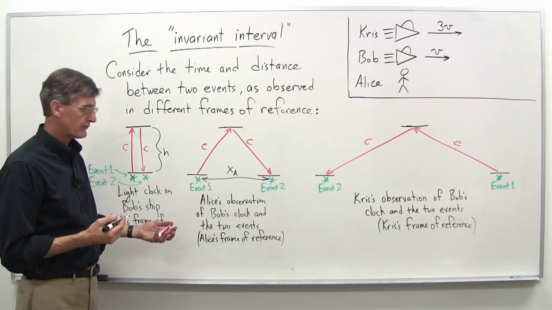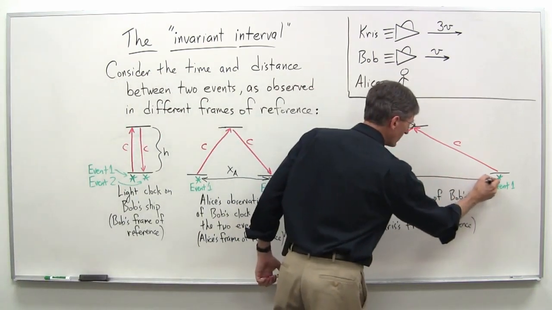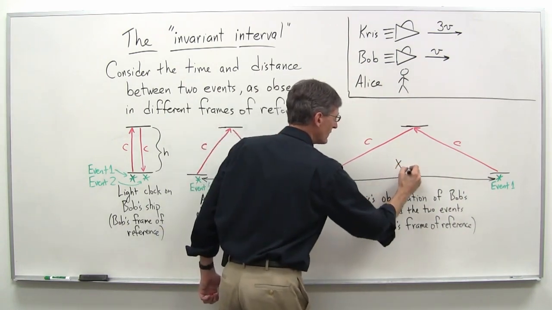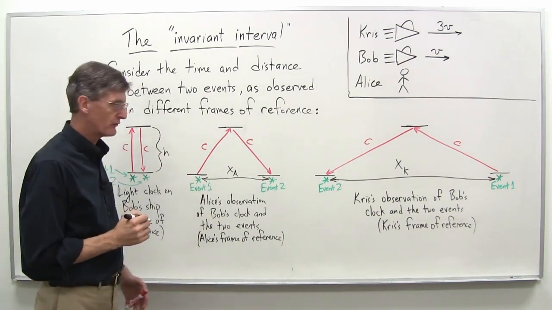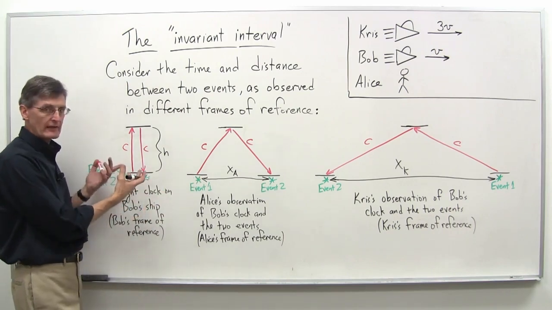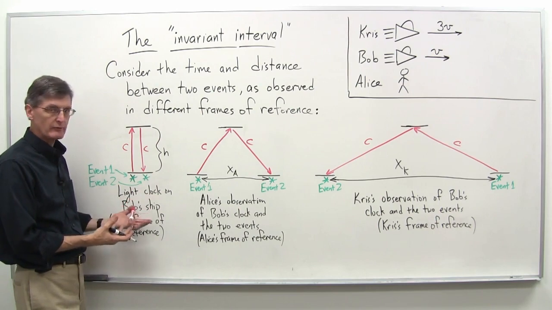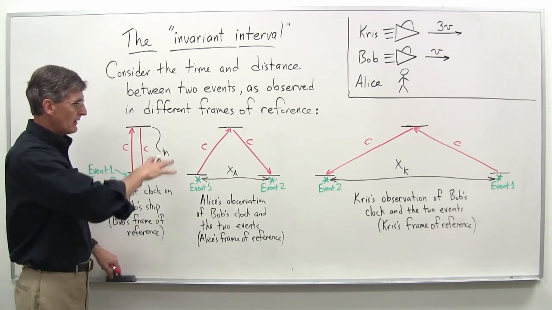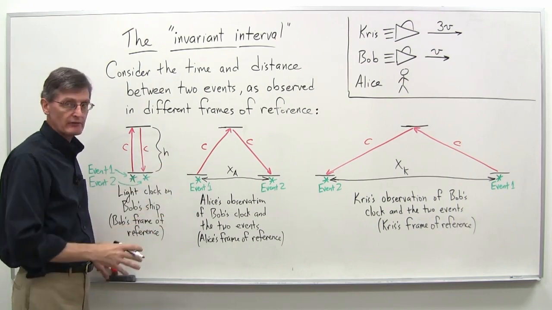And similarly for Chris, distance between the two events in Chris's frame of reference, we'll say it's like this, x sub k. And that's why we want Chris with a k, not a c, because it might get confusing with the speed of light there. So x sub k, x sub a. We could also define x sub b, which would be 0. Distance between the events, as far as Bob is concerned, is 0. So that's the setup. We can clearly see they have different perspectives on those things.